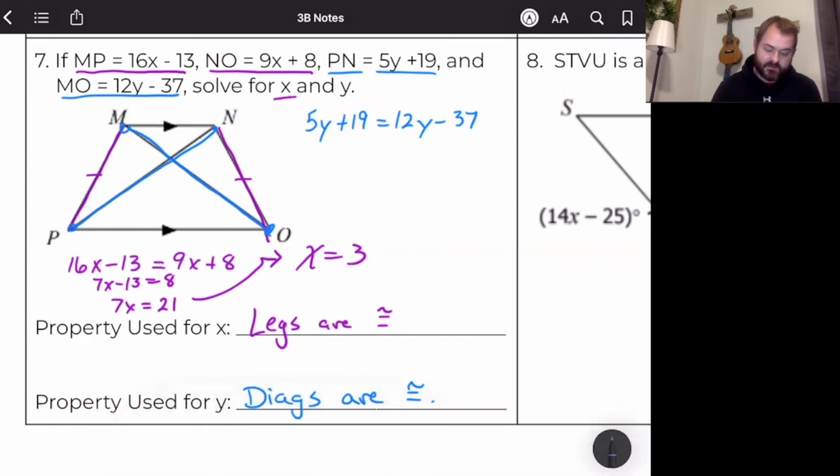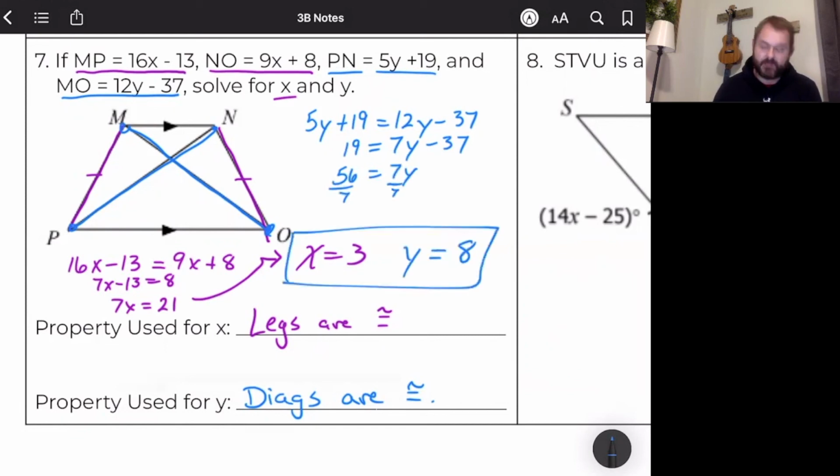Now we can go through and solve for y. I'm going to subtract 5y from both sides. That gives us 19 equals 7y minus 37. Add 37 to both sides, and 19 plus 37 is 56. And then we divide by 7 on both sides, and we get y equals 8. And there are your answers for x and y.